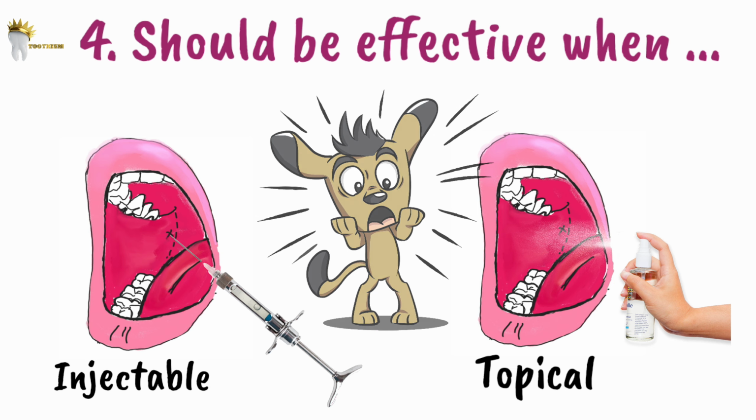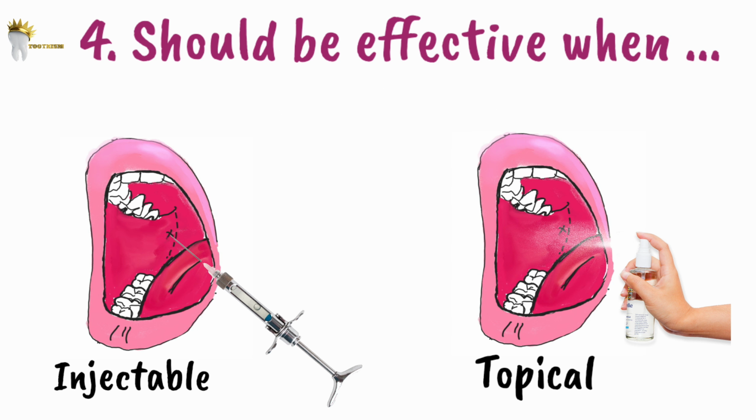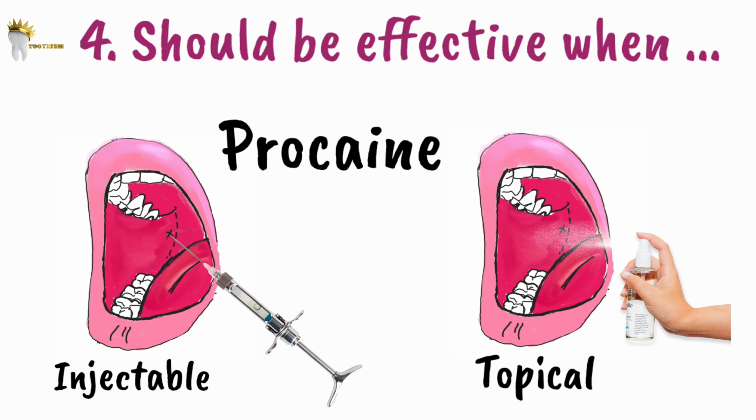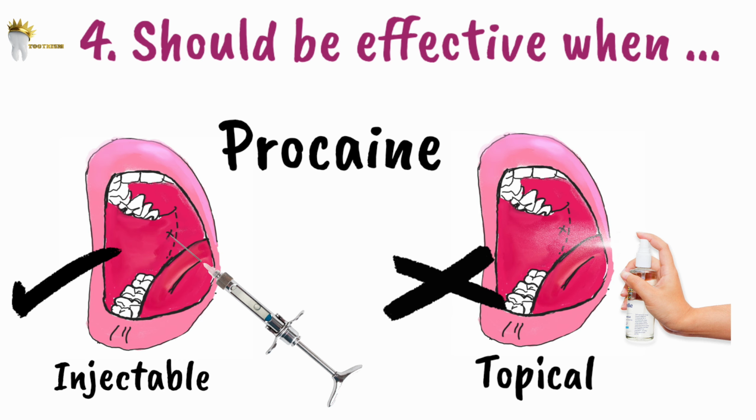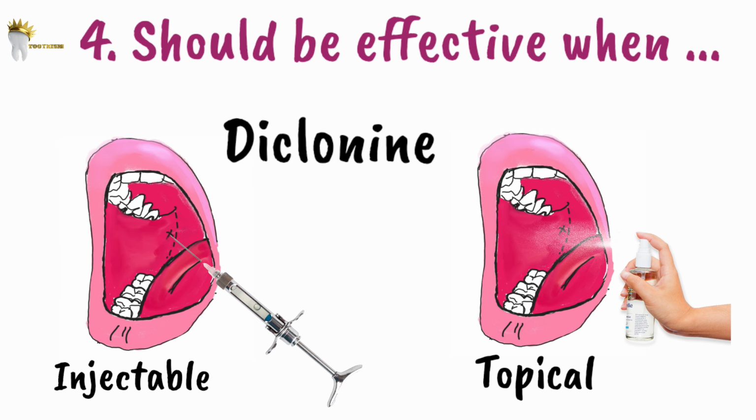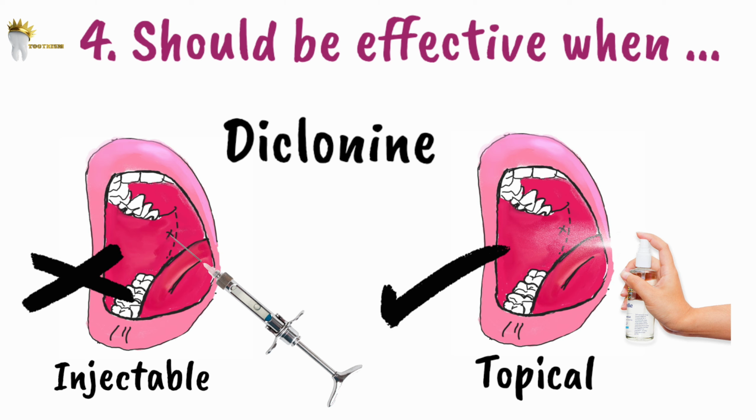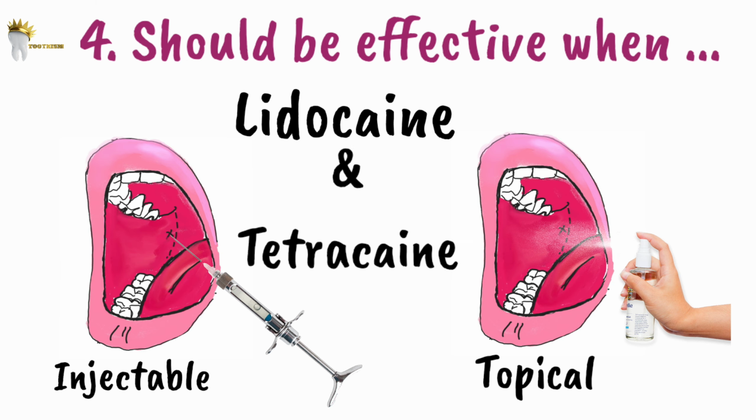So different local anesthetics have different actions. Some are good as injectables and some are good for topical use. For example, Procaine is good as injectable local anesthetic, but it can't act topically. And Dyclonine is good as a topical local anesthetic, but it's not used as an injectable drug because it's irritating to the tissues. Lidocaine and Tetracaine are anesthetics which can be used both as injectable and as a topical agent.